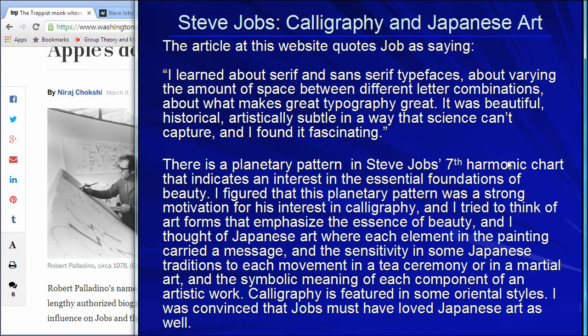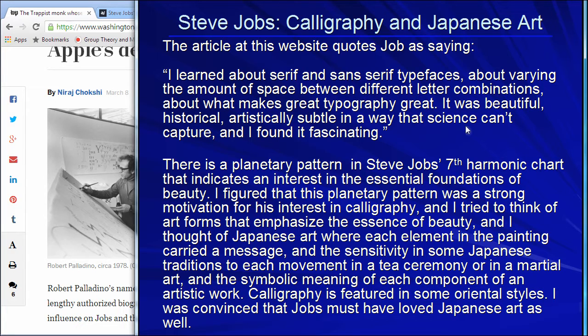And in analyzing the seventh harmonic pattern, I could see how Steve Jobs had this love of discovering the cause of beauty, the basis of beauty. He talks about it here in this article. They quote Steve Jobs as saying, "I learned about serif and sans serif typefaces, about varying the amount of space between different letter combinations, about what makes great typography great. It was beautiful, historical, artistically subtle in a way that science can't capture, and I found it fascinating."